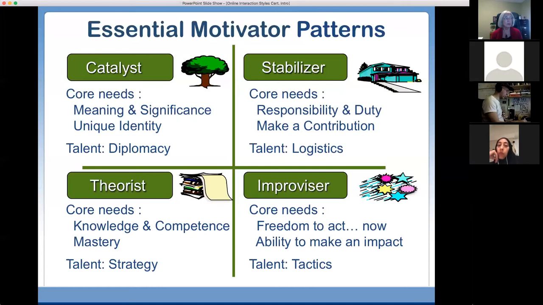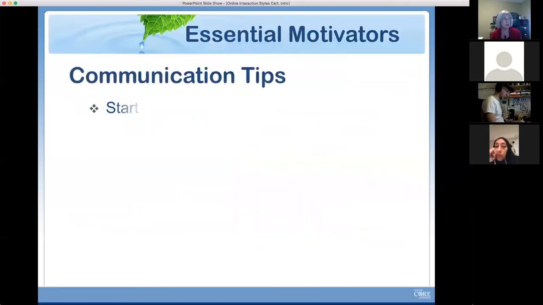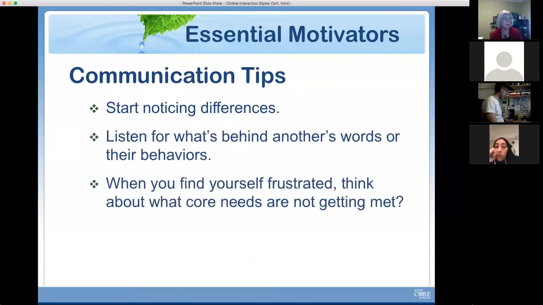So those are the 4 patterns, and they have some processes. I'm not going to go into those. I just wanted to give you a sense of the essential motivators. Okay. And you start noticing these differences. You listen for what's behind their words. And then if you find yourself frustrated, think about how that other person's needs are not getting met.